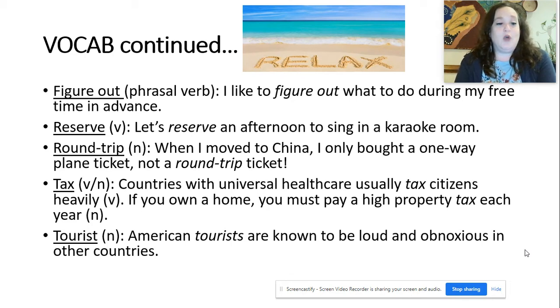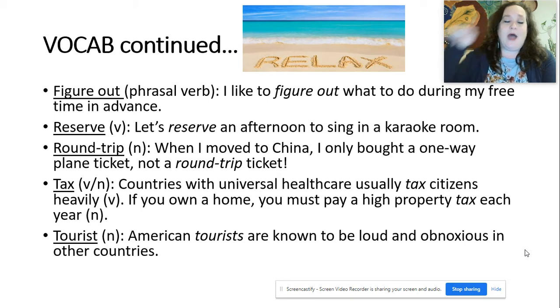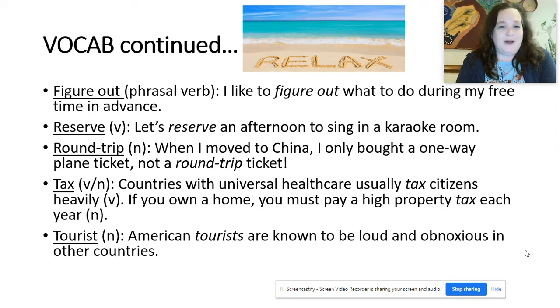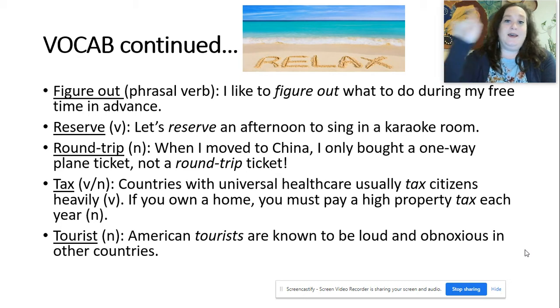The third word, round trip. Round trip. We're using this as a noun. When I moved to China, I only bought a one-way plane ticket, not a round trip ticket. Okay? What's your guess? Round trip, coming and going. And this is another travel-specific vocab word. Okay, so book a trip, round trip.